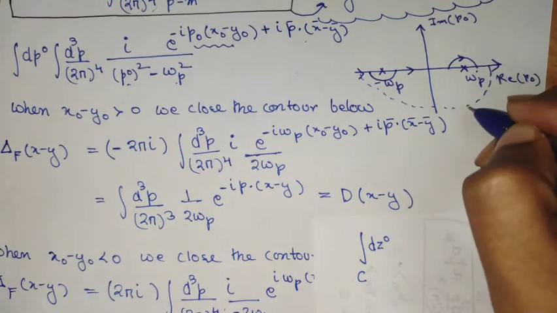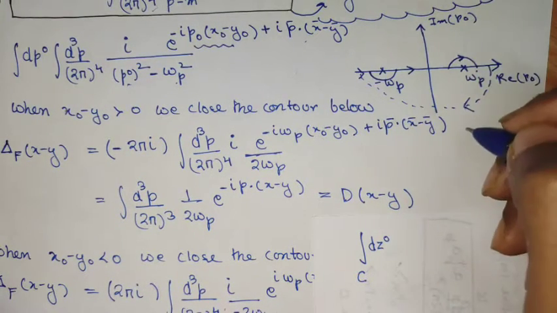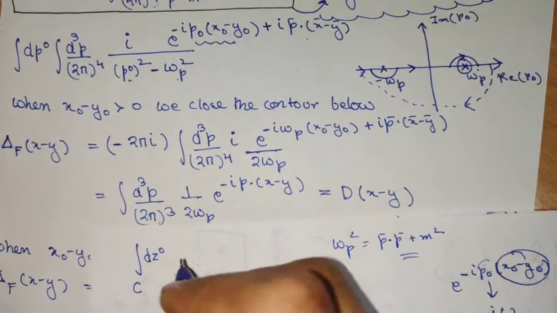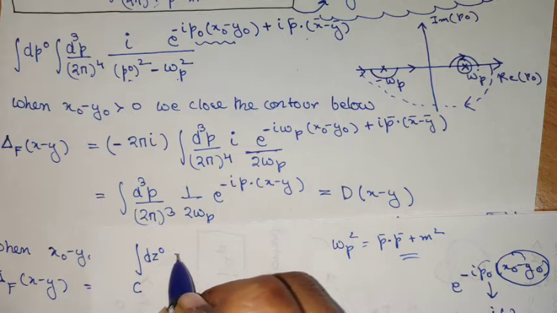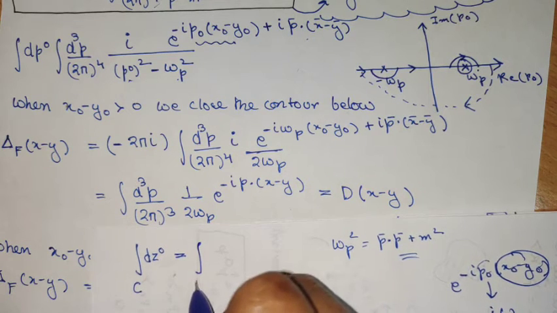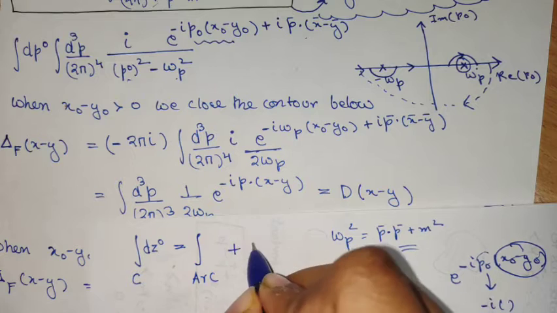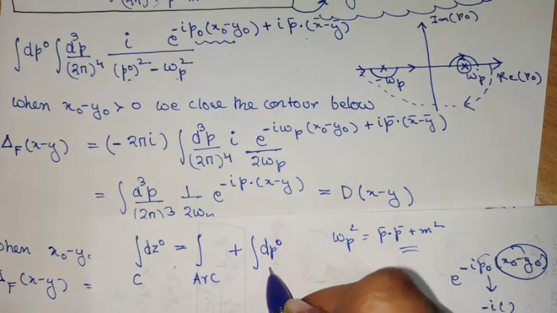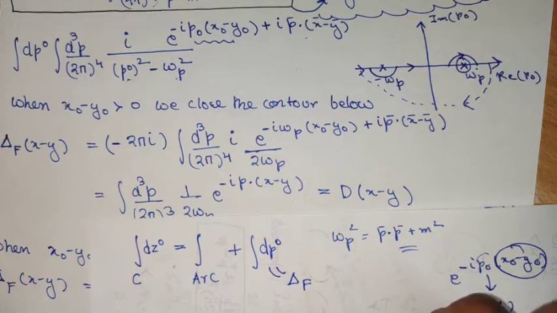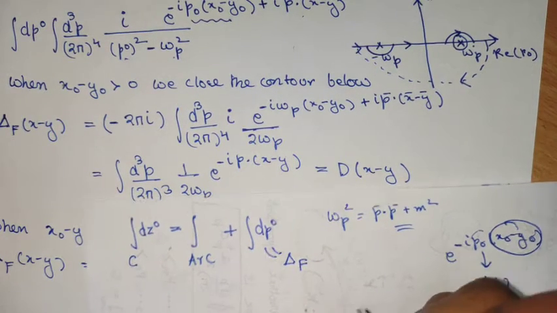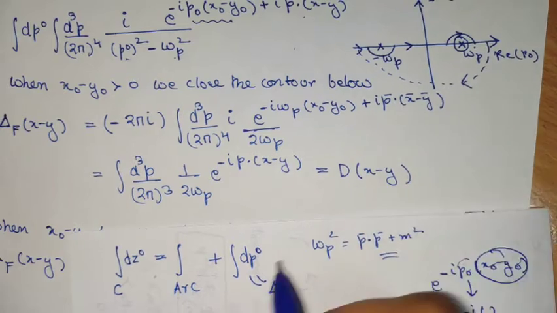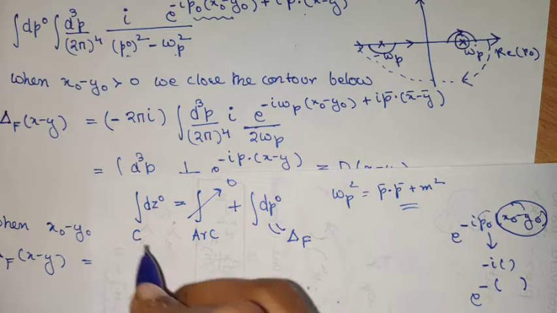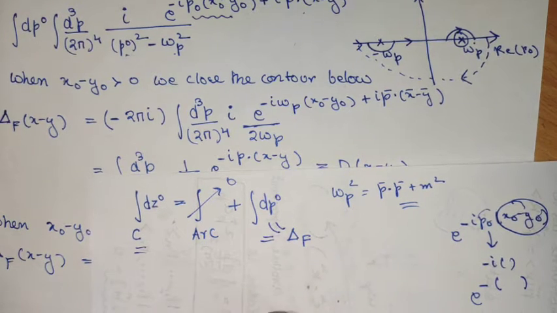So for this, if x0 is greater than y0, I will be closing the contour like this. But now when I close it like this, I am traveling clockwise and there is one pole that is within the contour. Now this entire contour integral over the complex plane is the integral over the arc part plus the real integral, that is just dp0, and this part is the Feynman propagator that we want. But as I have ensured a decay along this arc, I will be setting this to 0. So the contour integral is precisely equal to the propagator.